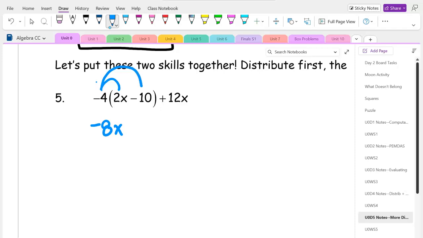And then this is negative 4 times negative 10. A negative 4 times a negative 10 is a positive 40. And then we're just going to bring our plus 12x down. We do have another step here.